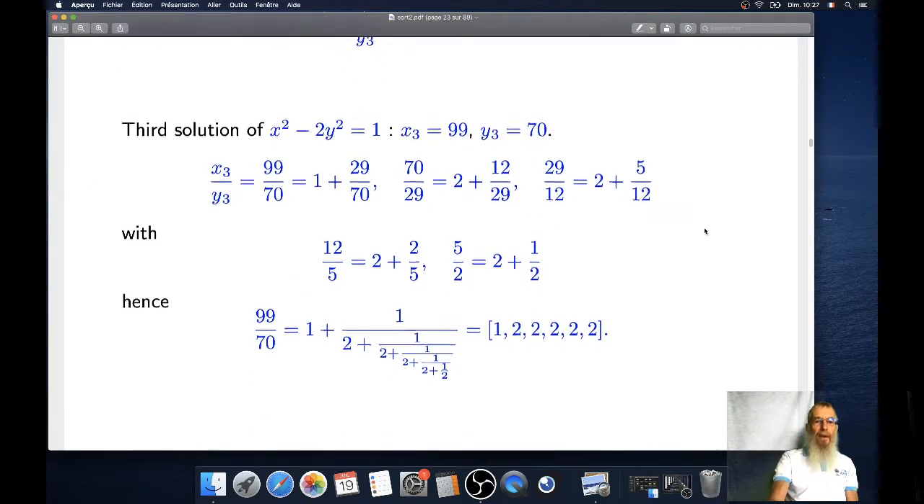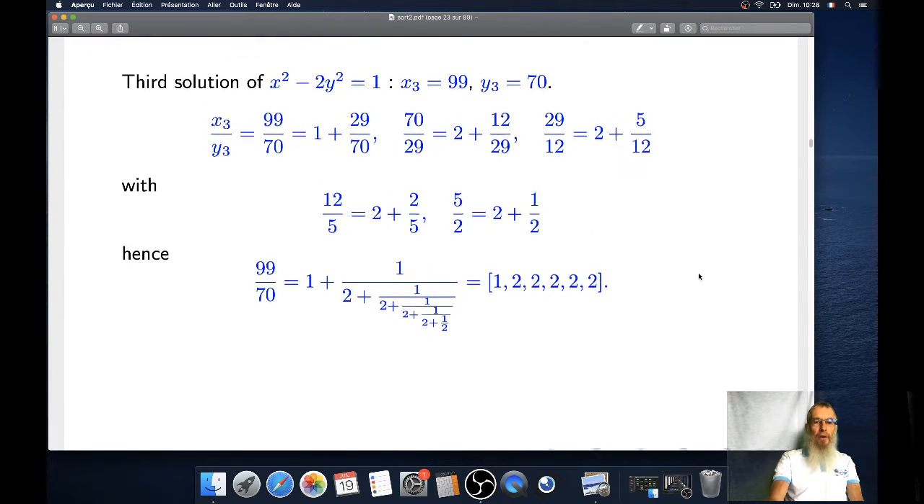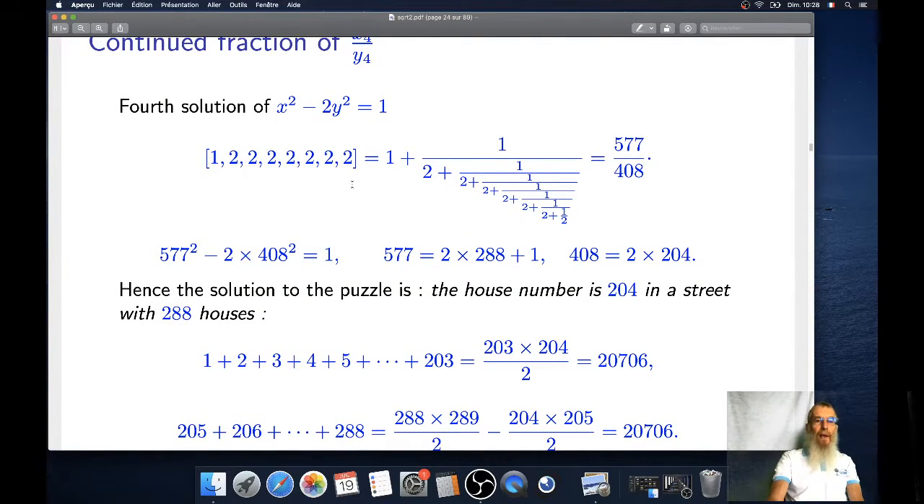You can look at the next solution, and if you look at the next solution, you have to take 5 2's in the continued fraction expansion of square root of 2, and we have seen that this gives 99 divided by 70, and so this gives the third non-trivial solution to the equation. And now to get the fourth solution, you get 7 2's, you get a rational number, you compute it, and you find that it is 577 divided by 408.